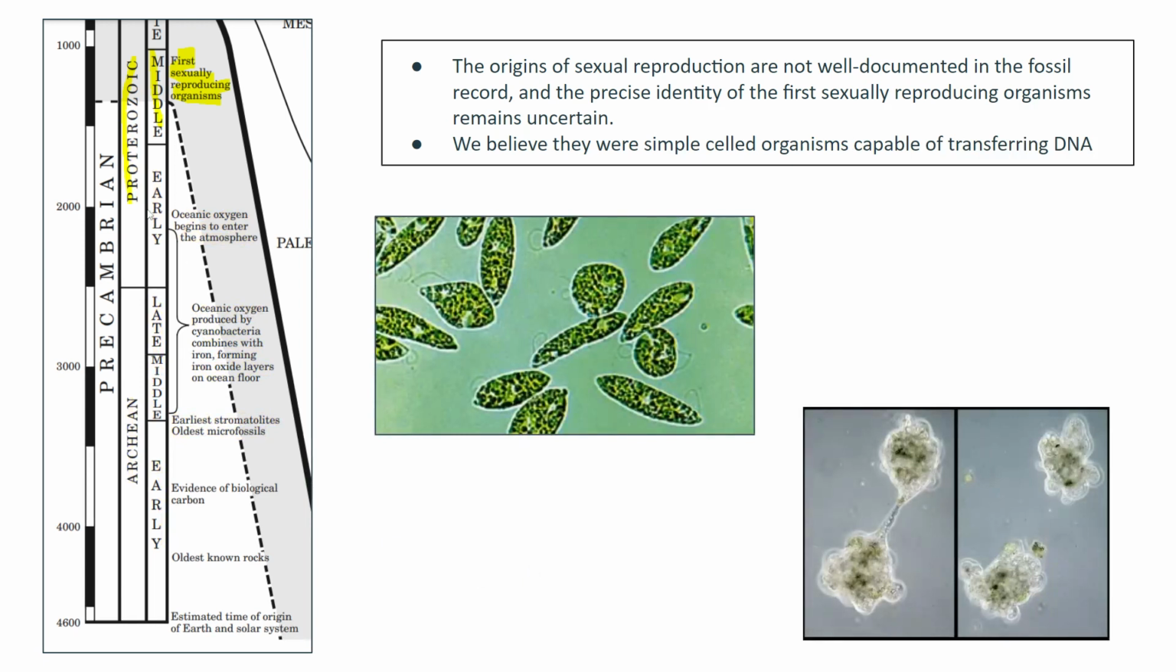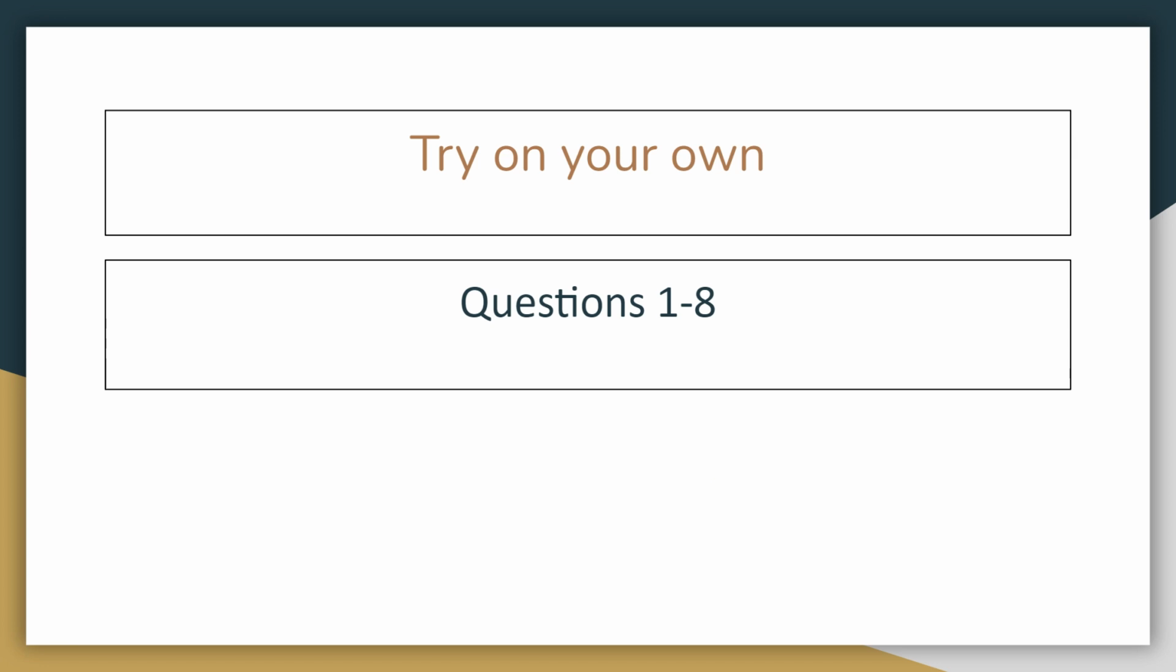So, finally, in the middle Proterozoic eon, we had our first sexually reproducing organisms, and this is not well documented in our fossil record, so the precise identity of the first sexually reproducing organisms is still uncertain, but we do believe that they were simple celled, kind of like this, and they were capable of transferring DNA with one another. So go ahead and try questions 1 through 8 on your worksheet for ESRT page 8 and 9 practice on your own.